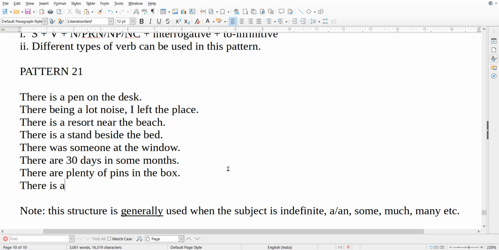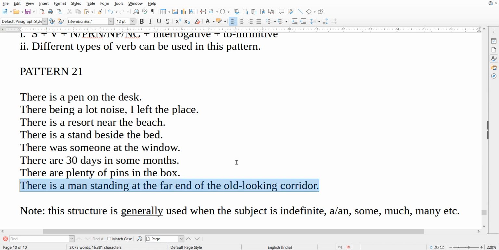There is a man standing at the far end of the corridor, of the old-looking corridor. That's what I've been using in all my videos. A man standing at the far end of the old-looking corridor. This is also possible. So the subject in this case, as in all the cases, is the one following there is. Okay, there be.